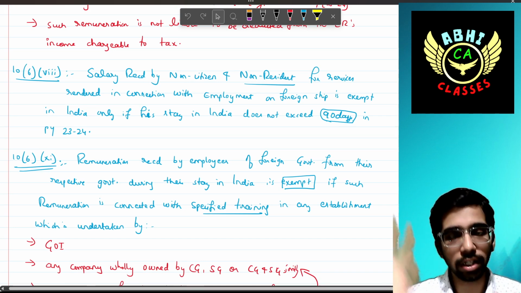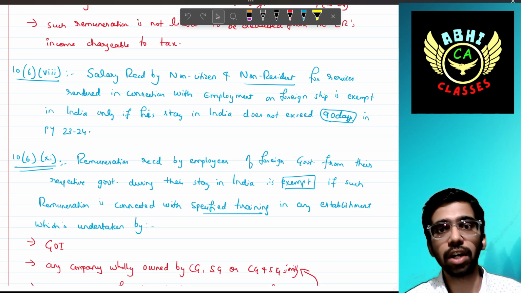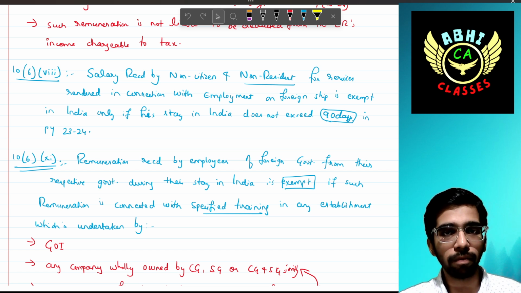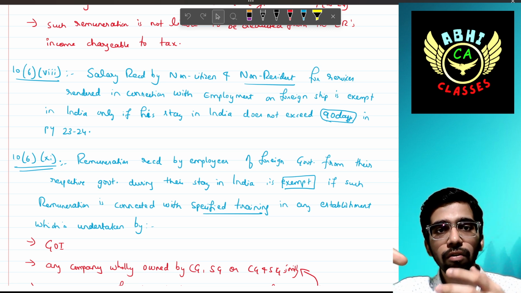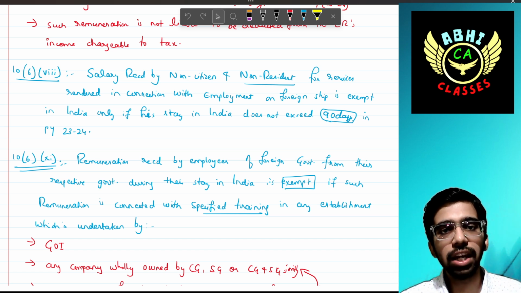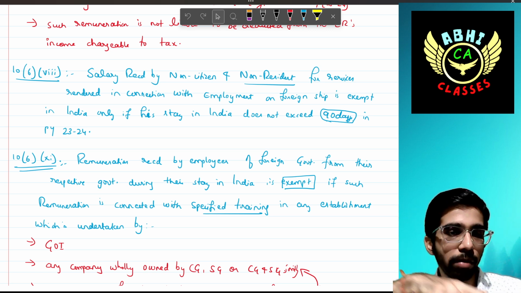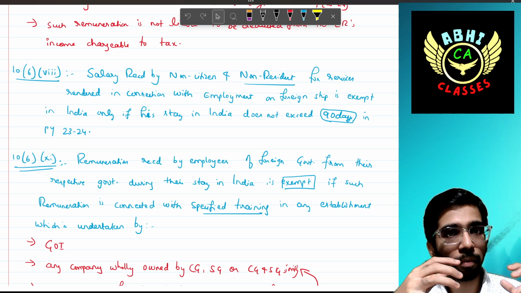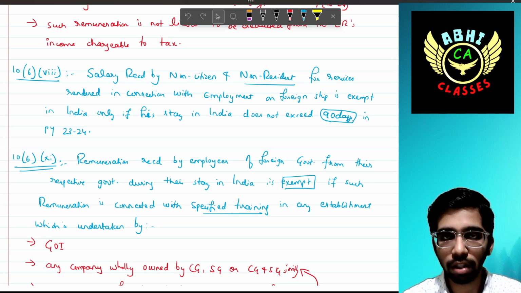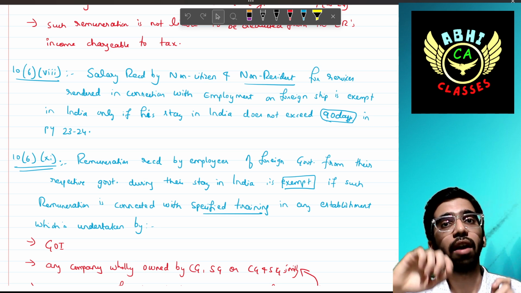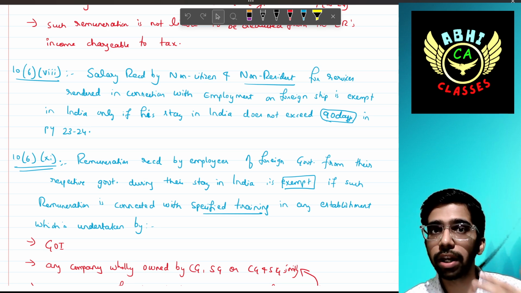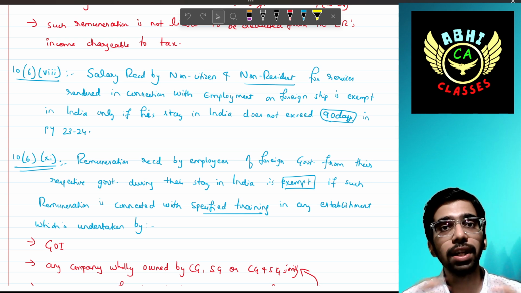Next, section 10, subsection 6, clause 8. Salary received by a non-citizen of India and non-resident of India for services rendered in connection with employment on a foreign ship is exempt in India only if his stay in India does not exceed 90 days. If a foreign ship is coming to India, and that person is a crew member who is a non-resident, non-citizen of India, then he should stay in India only up to 90 days, and then the salary received by him is not taxed in India, even though it is received in India.